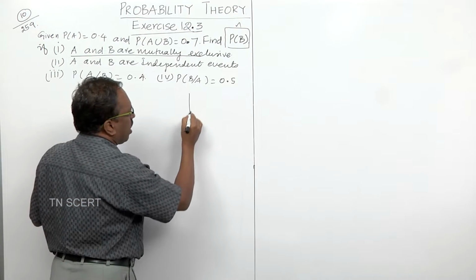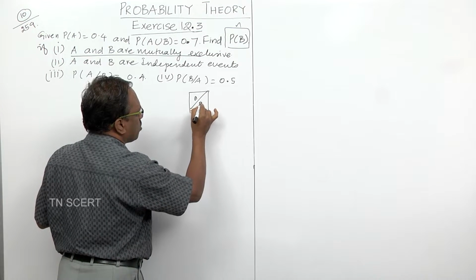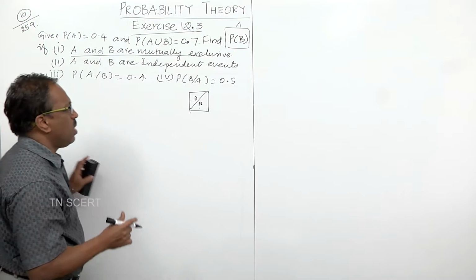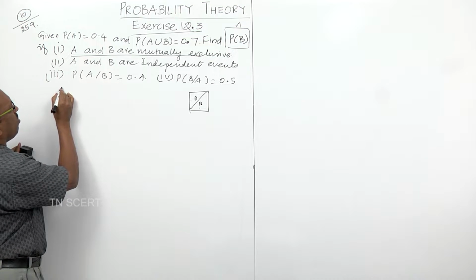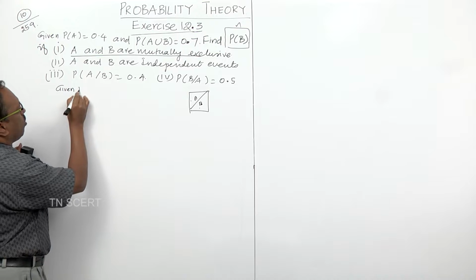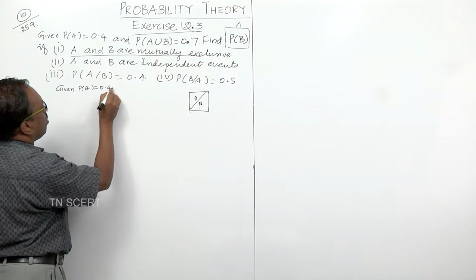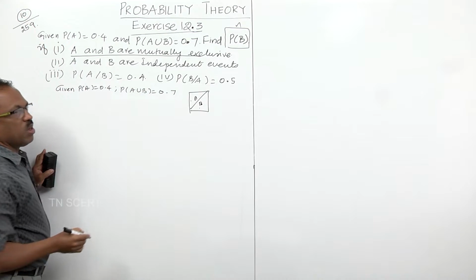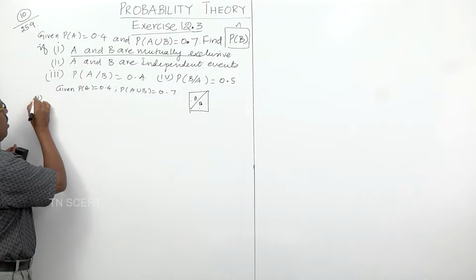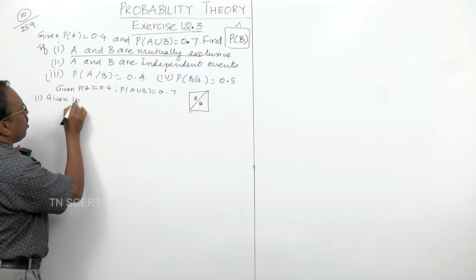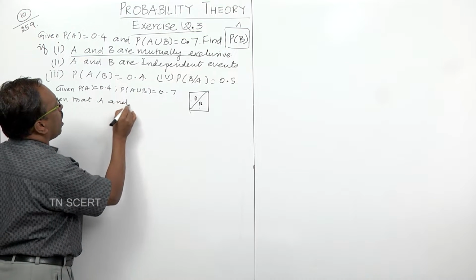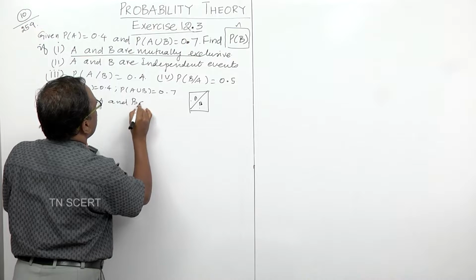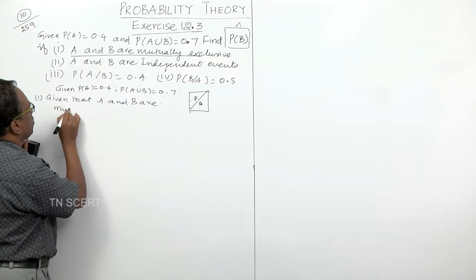If the events are like this, this is A, this is B, and when I take the intersection, you will get an empty set. That means, probability given, P of A is nothing but 0.4. P of A union B is 0.7. The first one, given that A and B are mutually exclusive.